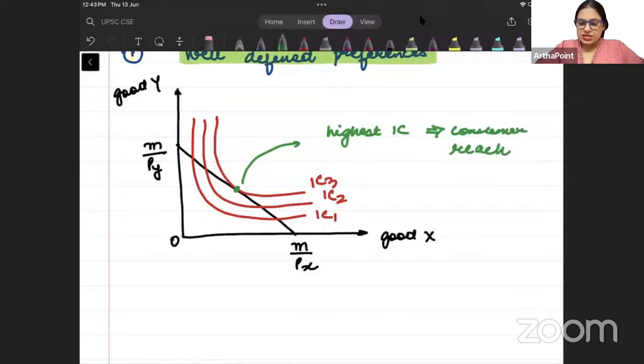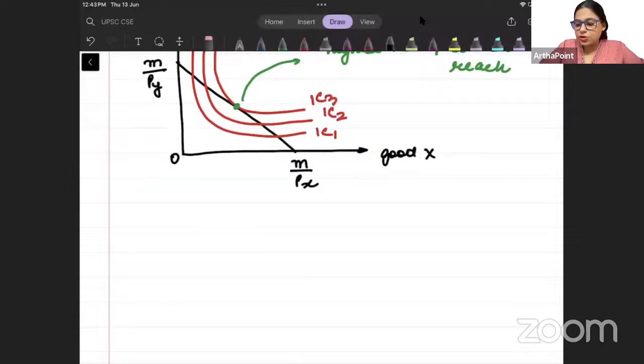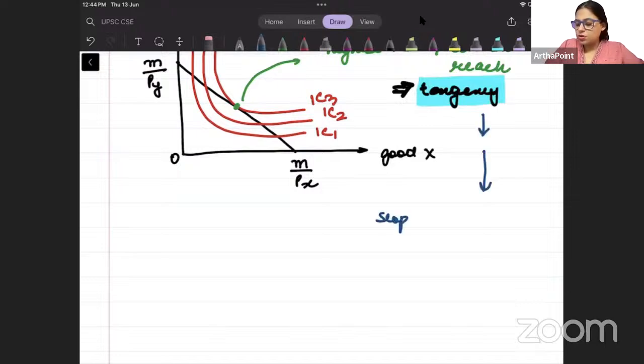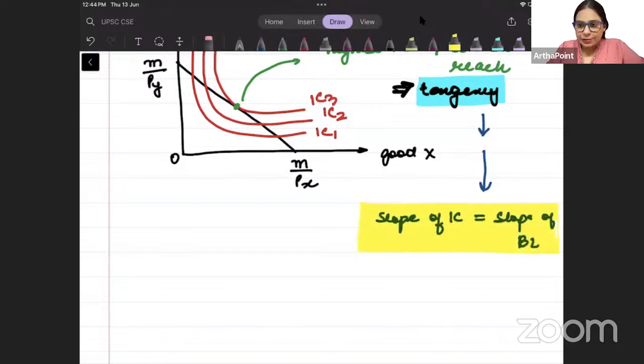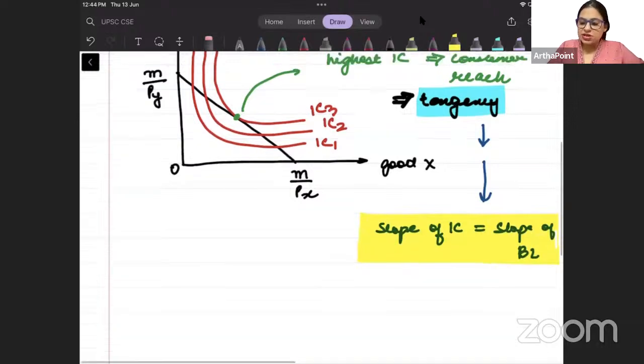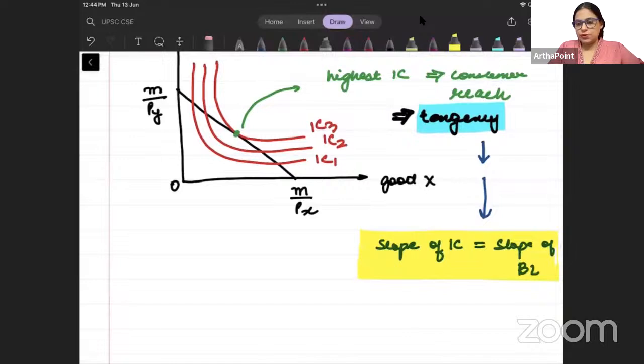At this indifference curve, the property that we have is the property of tangency. Tangency का क्या मतलब है? What is the meaning of tangency? By tangency, I mean that the slope of the indifference curve and the slope of the budget line are equal to each other. So tangency is that point at which the slope of the indifference curve and the budget line are equal.